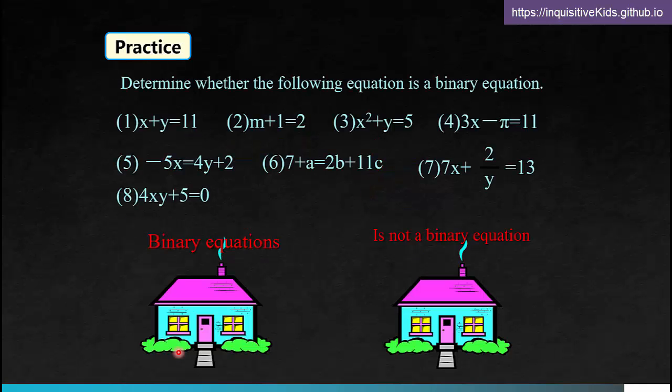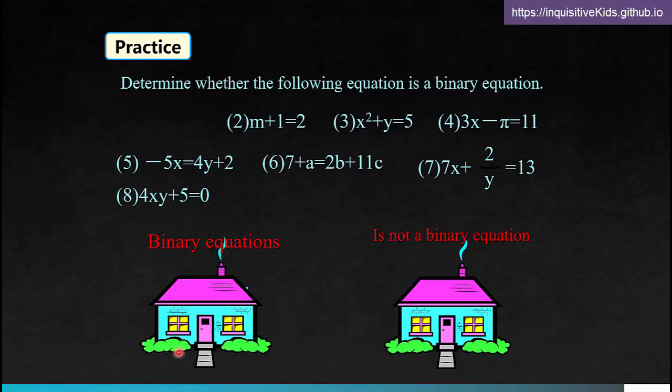Let's do some more practice with the definition of binary linear equations and systems of equations. Determine whether the following equation is a binary equation. So we have 1, 2, 3, 4, 5, 6, 7, 8 equations right here. Pause the video to try to sort them.